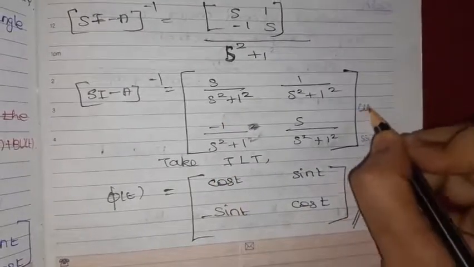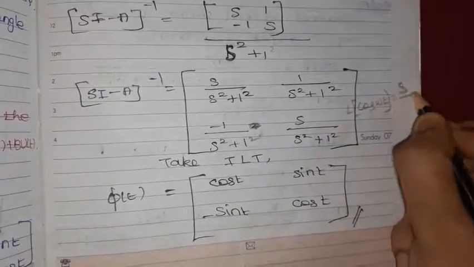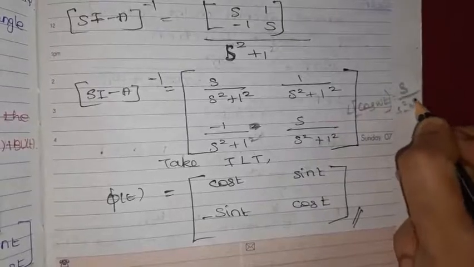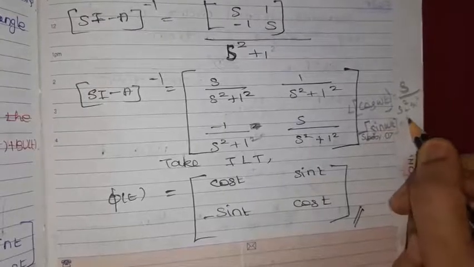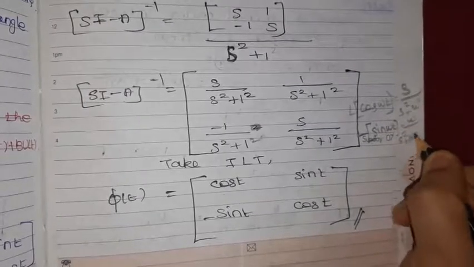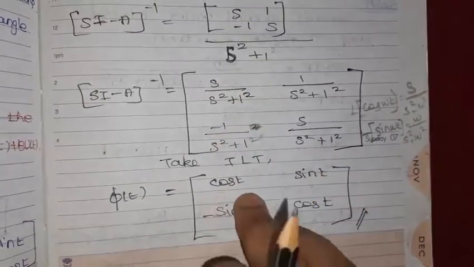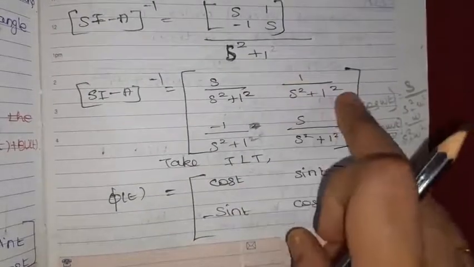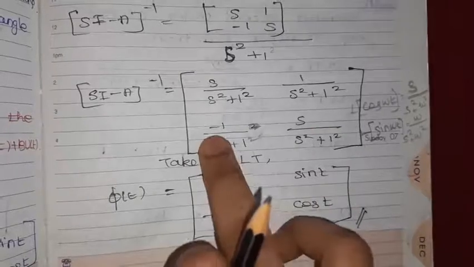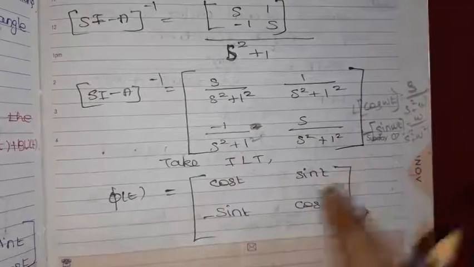What is cos omega t in general? The Laplace transform of cos omega t is s divided by s square plus omega square. Then sin omega t is omega divided by s square plus omega square. So s divided by s square plus omega square gives cos t, where omega is 1 only. Then 1 divided by s square plus 1 gives sin t. Again the minus sign stays outside, so it is minus sin t. So the matrix is cos t, sin t, minus sin t, cos t. This is the STM value.